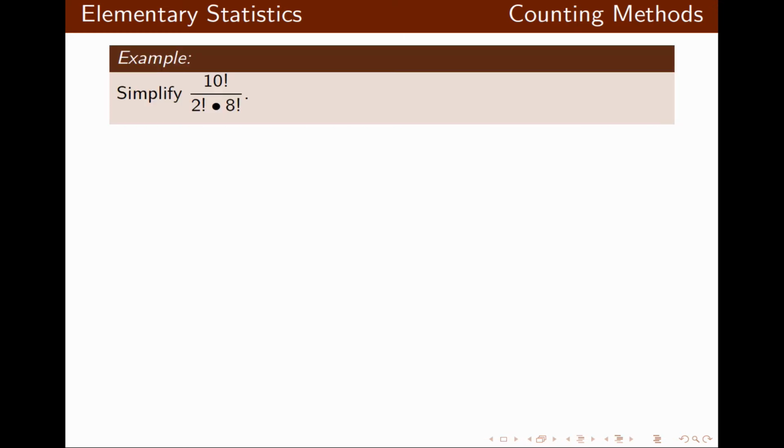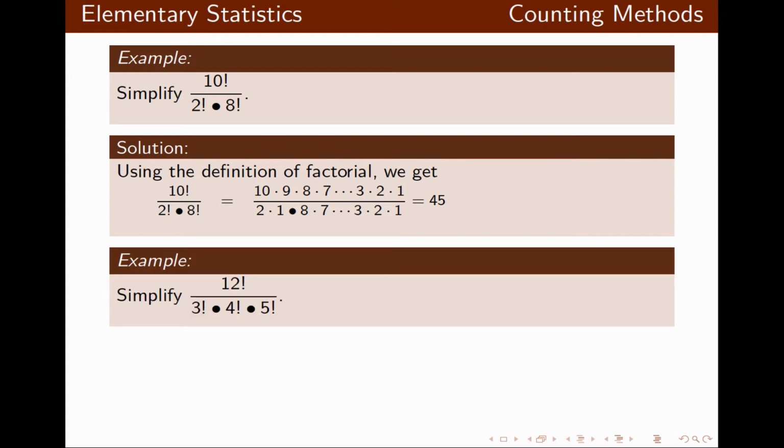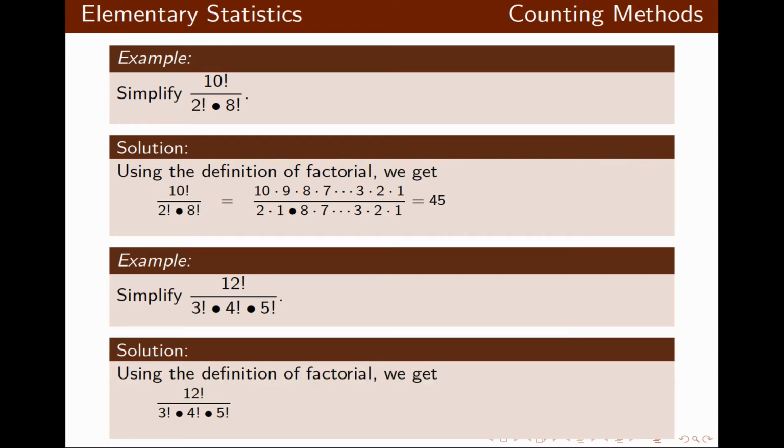Okay. In this example, we want to simplify 10 factorial divided by the product of 2 factorial and 8 factorial. We're going to use the definition of factorial and expand these numbers. And then we're going to basically reduce this fraction to get 45. Now, to simplify this one, again, we're going to use the definition of factorial. We're going to reduce the fraction, crossing out the common factors, and the answer would be 27,720 for that expression.